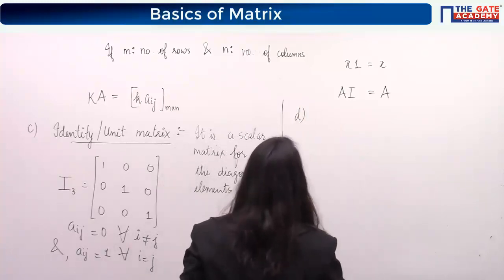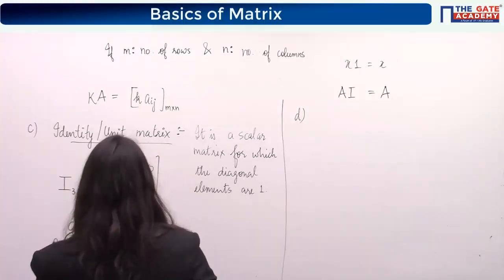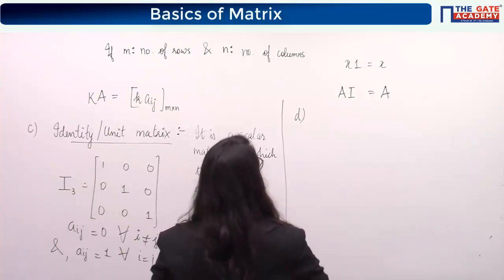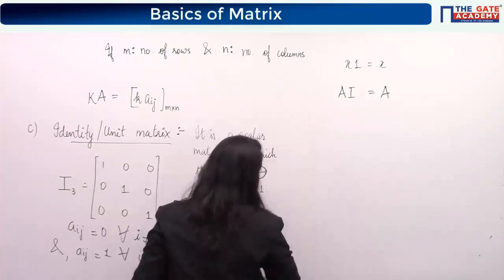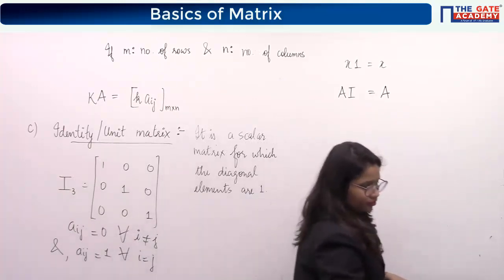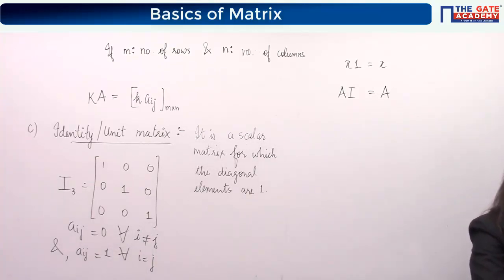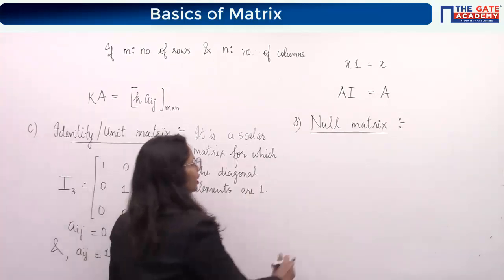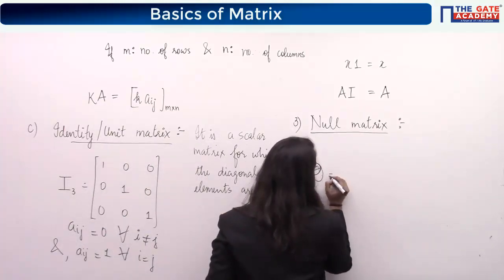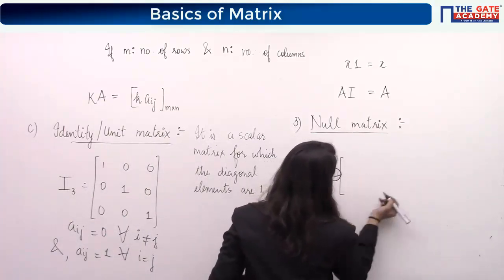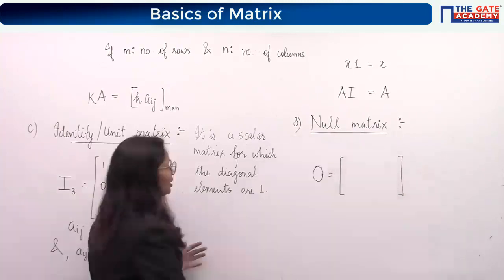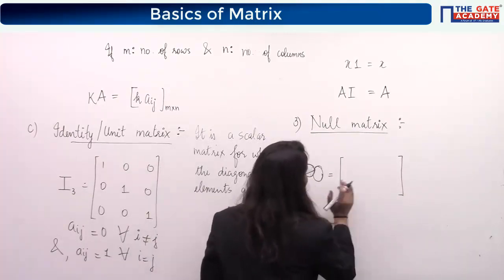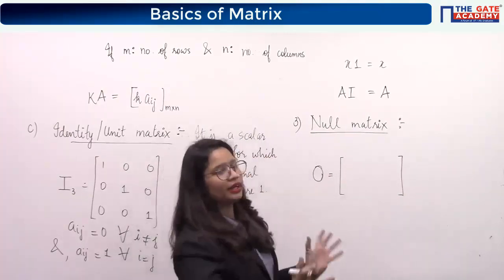Now let's come to the third type, write it down. Do you know what a null matrix is? It is represented by capital O. What is a null matrix? A null matrix is a matrix in which all the elements are 0.